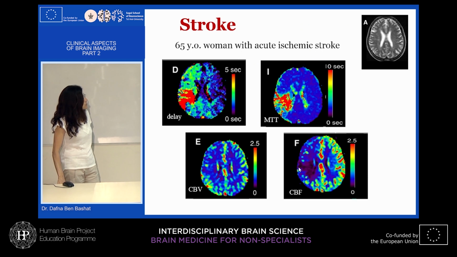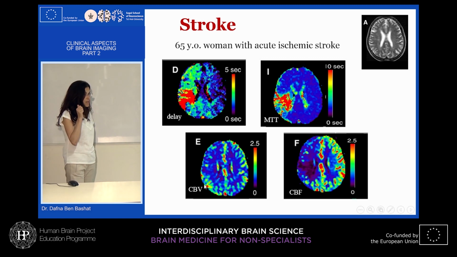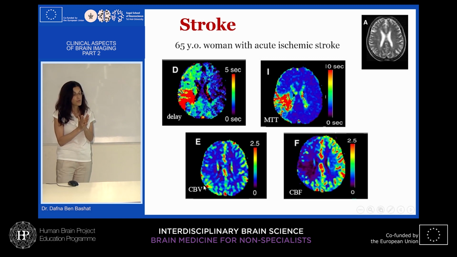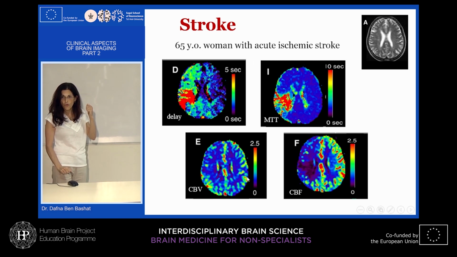Another application is stroke. In T2 we can hardly see anything during the acute stage, but if we look at delay and MTT, cerebral blood flow is reduced, while cerebral blood volume shouldn't change if there is no total occlusion of the blood vessels. So this is again the use of flow or perfusion in stroke imaging.